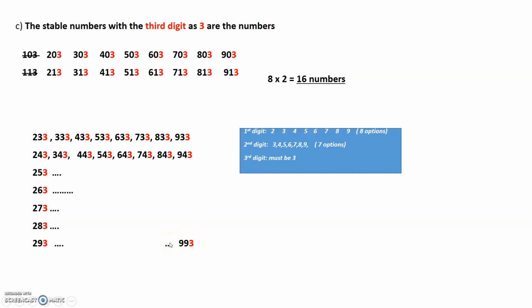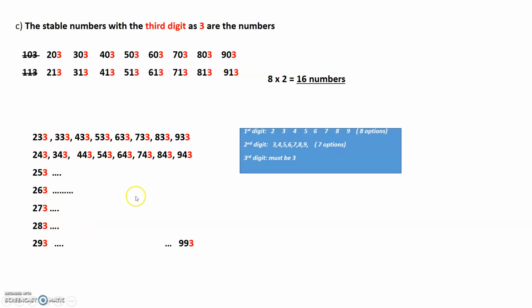I've just put 993 in the bottom right hand corner. But I've listed all the options. So 2 being the first digit, and 3 being the first digit, 4 being the first digit, 5 being the first digit, etc. And then the second digit being 3, 3, 3, 3, etc. And the second digit being 4, 4, 4, etc. So just following the pattern, making sure that the third digit is always 3.